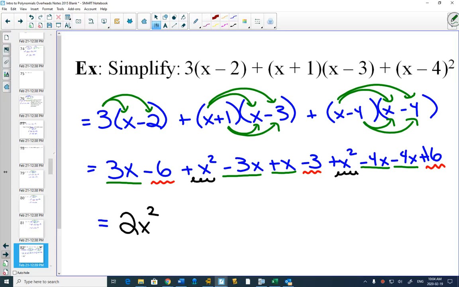Okay, now let's do the green ones next. If you have 3x, you subtract 3x, you'd be at 0. 0 x's. Plus 1x, now you're at 1x. Minus 4. Negative 3 minus another 4. Negative 7 x's. And finally, the red ones, the numbers. You're at minus 6. You subtract 3. Minus 9. Add 16. Close. 7.